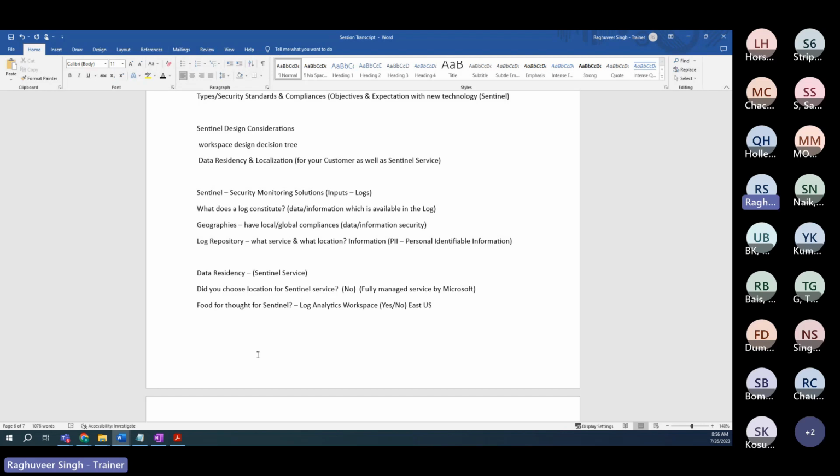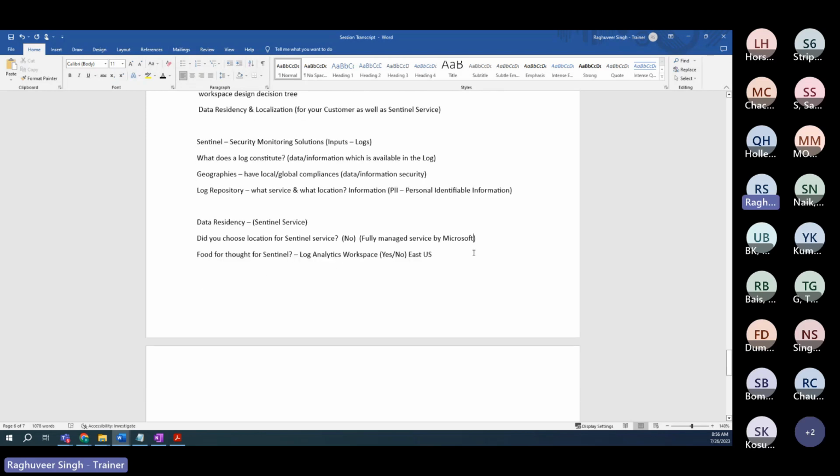But what enables this dashboard? How many servers, what level of configuration is done in the backend is not visible to you. You don't even know what that configuration is. For you, it's just an analysis service. It's just a security monitoring service. So it's a fully managed service from Microsoft, and it's a global service. So Sentinel is a global service.